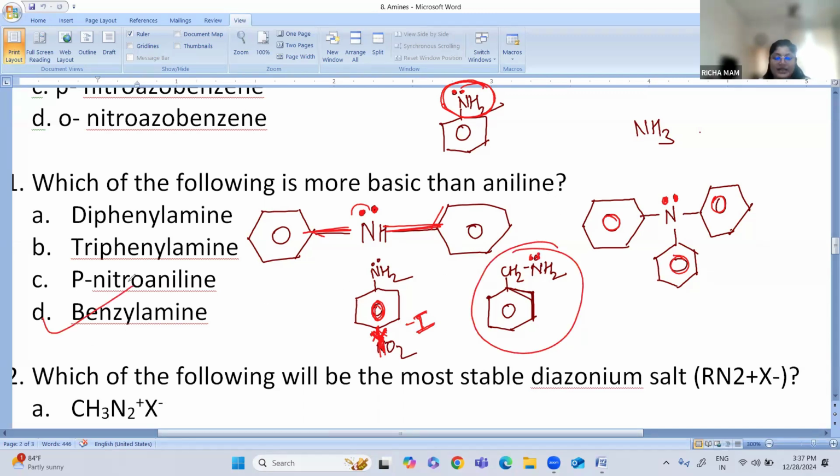So option D, benzylamine, is more basic than your aniline. Yes, option D is the correct answer. What is the reason why it is more basic than aniline? Because the electrons are freely available for donating. They are not involved in any conjugation.